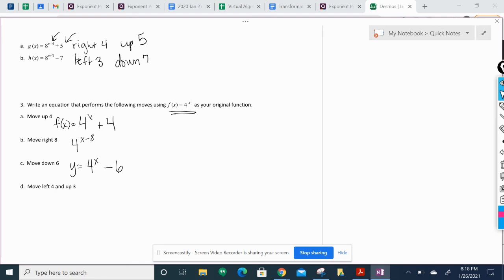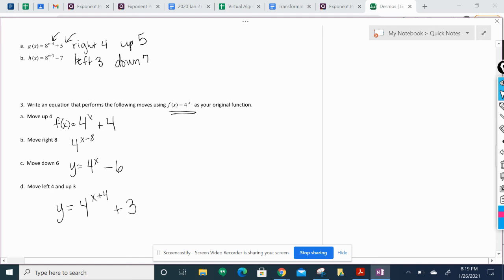It asks us to move to the left 4 and up 3. So we'll start with the left 4. Left and right means we're part of the exponents and we're going the opposite direction. So left 4 means I would want to take x plus 4. And then when it says up 3, that's going to be outside. And I'm going to say plus 3.